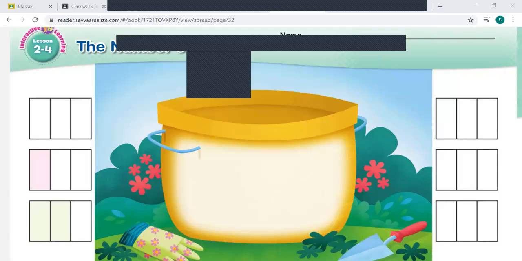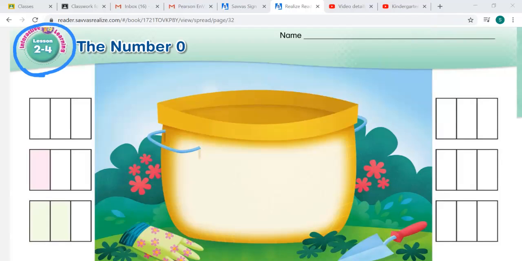We are on lesson 2-4, the number 0. Okay, you've learned about the numbers 1 to 5. Now you're going to learn about the number 0 in this lesson. All right, let's see what we've learned prior.